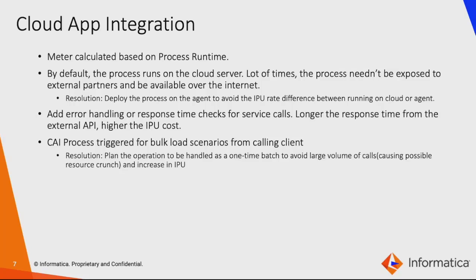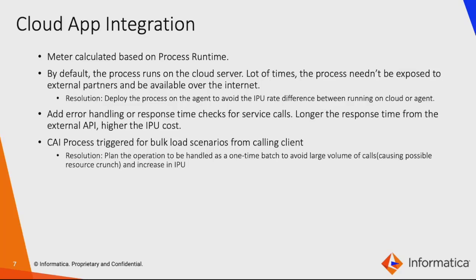You're going to see a large volume of CAI processes running on your agent, which is again going to cause a resource crunch, going back to the resource utilization that we spoke about in CDI, and probably even bring down your CDI process or other services that are running on the same Secure Agent, right? So during these bulk loads, an innumerable number of instances running in parallel would first of all cause a resource crunch and also spike up the IPU. So that's something that you could definitely avoid.